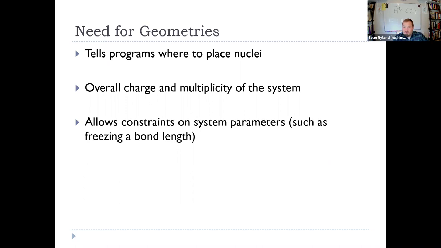And so that allows us some really interesting ways that we can study things like strain energy, because we can say, okay, well, what happens to the energy as we force these carbon atoms closer than they want to be?